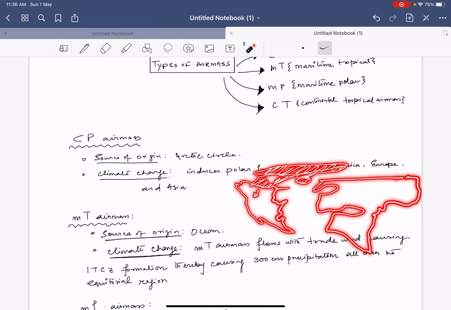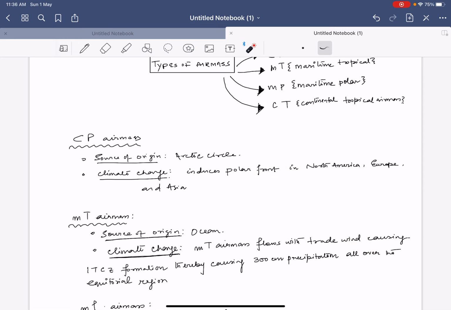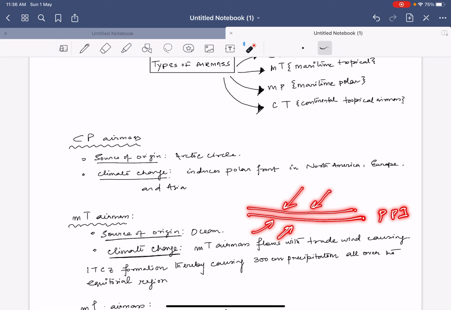From here, these air masses rise. And what happens to this air mass? When this cold continental air mass floats towards the continent, what they will do is that they induce a polar front. Polar front means the cold air will meet the warm air. As a result, a front will form, which results in the precipitation, or PPT.